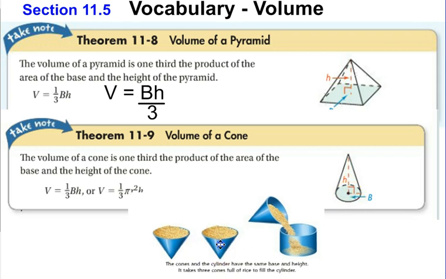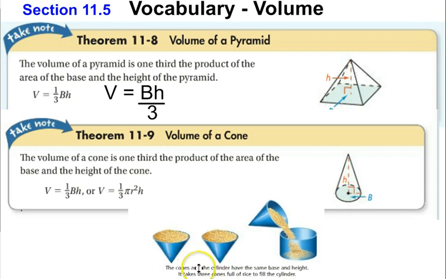Here we have a little visual that says the cone and the cylinder have the same base and height. It takes 3 cones full of rice to fill the cylinder. So in other words, the cylinder is 3 times bigger than the cone, or the cone is 1/3 as big as the cylinder. This is why we take 1/3. Now, I'm going to show you a visual of this.